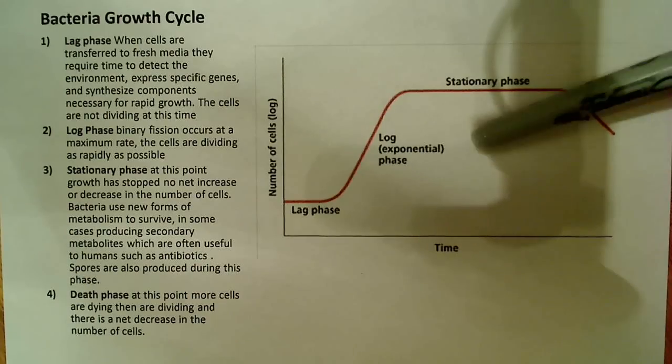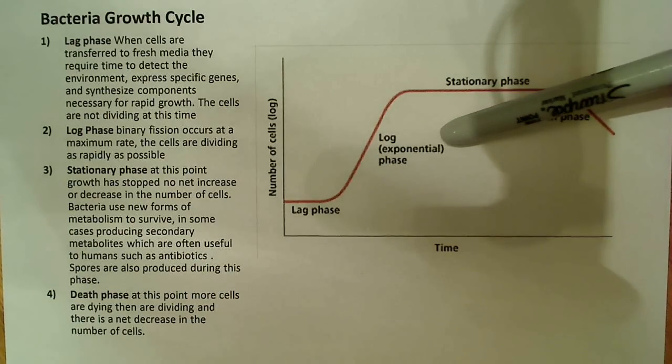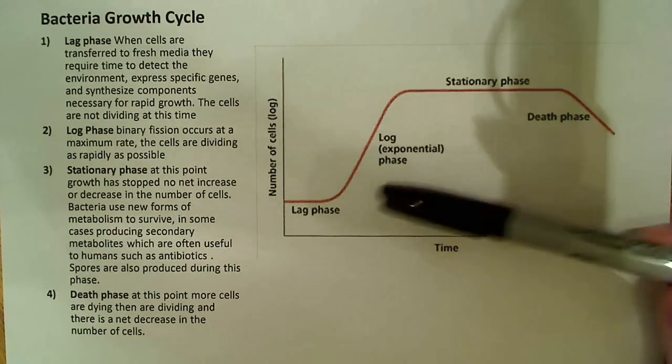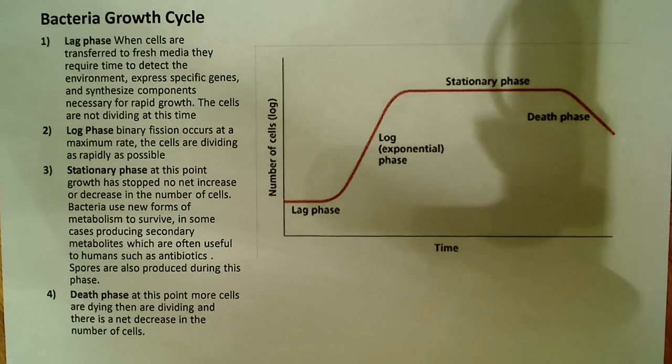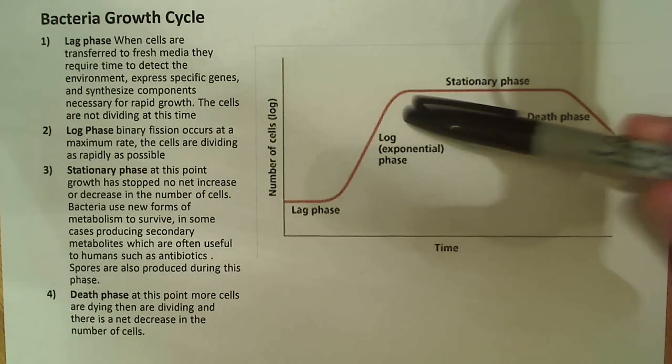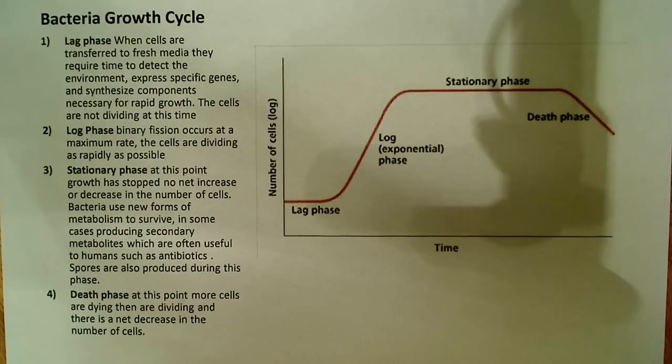The next phase that they enter is the log phase or exponential phase. In this phase, binary fission is occurring at its maximum rate. Binary fission is the way that bacteria divide and produce new cells. This is occurring at maximum rate, and that's why you have exponential growth. They're dividing as rapidly as possible and producing a large increase in the number of cells. So here you wind up with a net increase in the number of cells.